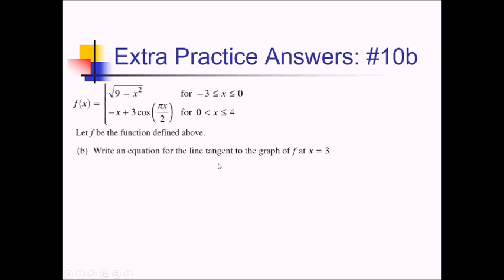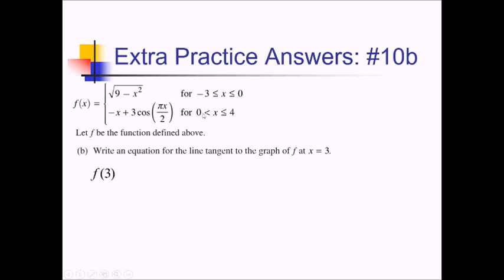All right, so for a tangent line, I'm going to need an x value, a y value, and a slope, because I'm going to use my point slope formula. I already have the x value, it's 3. I need the y value to go with that. I can get the y value by just plugging 3 into the function. So we need f of 3.